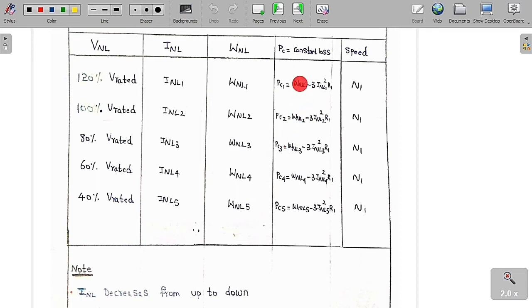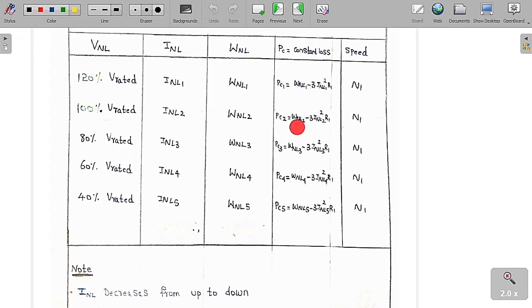I have already told you about the constant losses. PC is called the constant losses. I have already told you total input power is equal to constant losses plus copper losses in the stator. So what are the constant losses? Total input power minus stator copper losses. In a 3-phase machine, the stator copper loss is 3 into INL square into R1, for the first case.